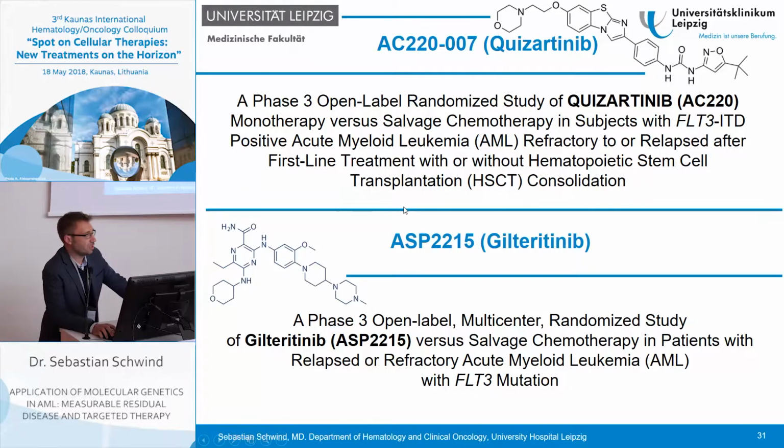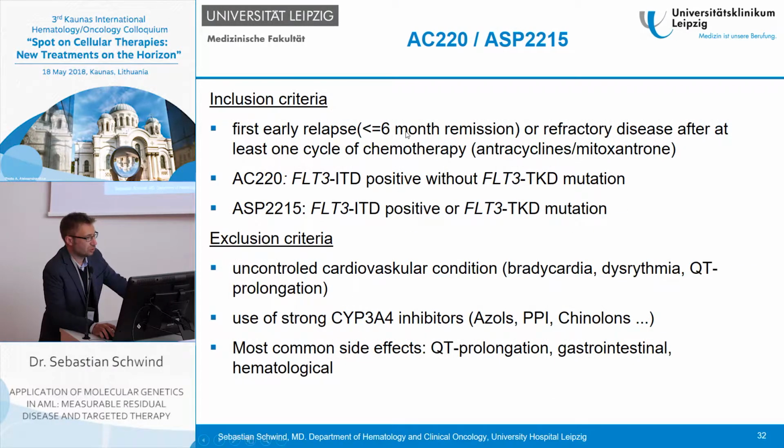These are two studies that we in Leipzig took part in, and I want to give you two examples of how those agents may actually help to improve the therapy of our AML patients. The inclusion criteria for both trials were quite normal. For quizartinib, you have to have a FLT3-ITD positive AML without a FLT3-TKD mutation, because the FLT3-TKD mutation actually represents a resistance mechanism for the FLT3-ITD positive AML. For gilteritinib, you might have a FLT3-ITD positive or FLT3-TKD mutation.